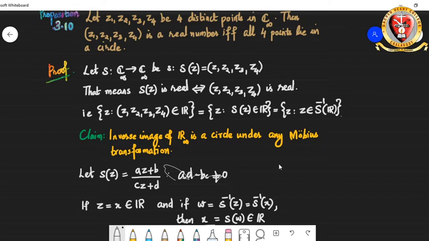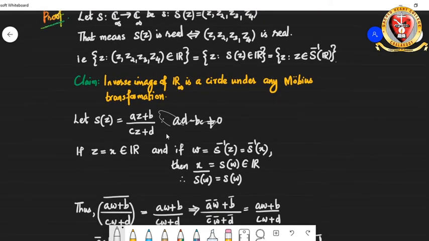So if Z is equal to X, a real number, and if W is equal to S inverse of this Z, then we can say that W is equal to S inverse of X, right? And then you can say that X is equal to S of W, which definitely belongs to R because X belongs to R. And so since S of W belongs to R, we can say that S of W, the whole bar, is equal to S of W, right?